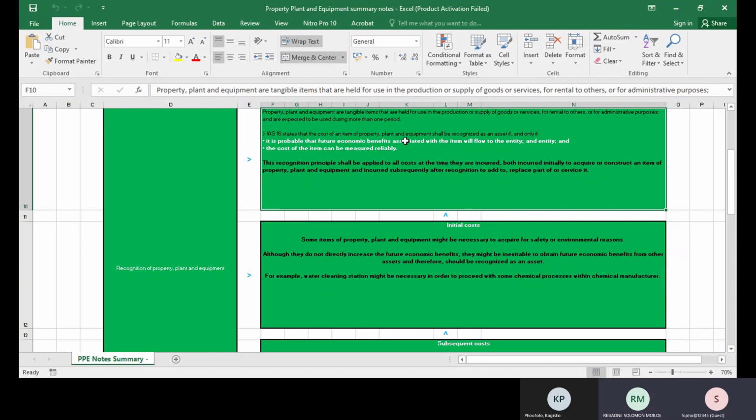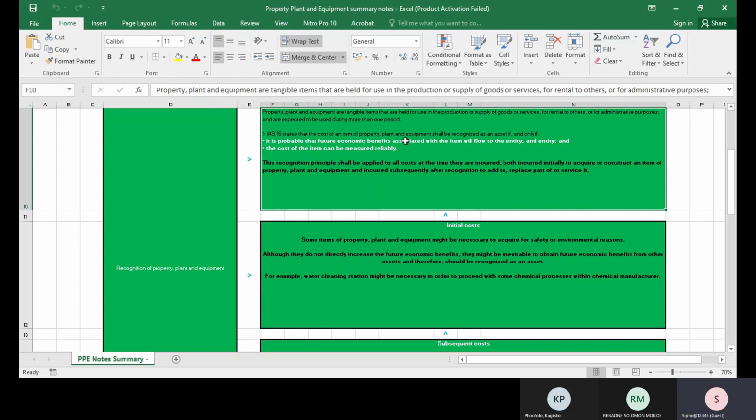And are expected to be used during more than one period. So meaning that if you buy an asset with an intention of not using it for more than one period, I mean, that's basically not a property, plant and equipment. Already this explanation here is excluding it. So you can't classify that as PPE. Probably if it's not PPE, then what is it? It will be an expense, right? You expense it immediately, right?